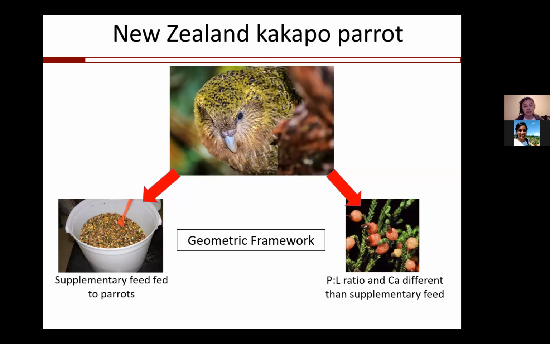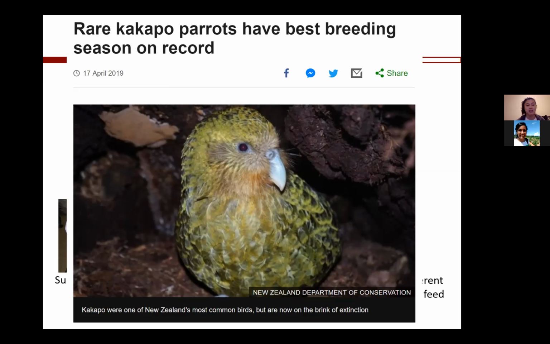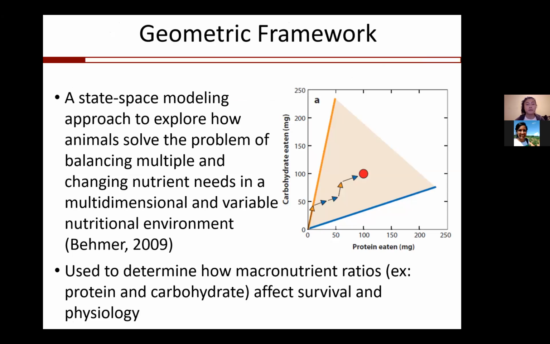As of pretty recently, the kakapo parrot population numbers have rebounded, partly because of the change in diets that they're able to make because of this type of research. This geometric framework is known as a modeling approach, where we can model and explore how we can balance multiple nutrients at a given time in a nutrition environment.